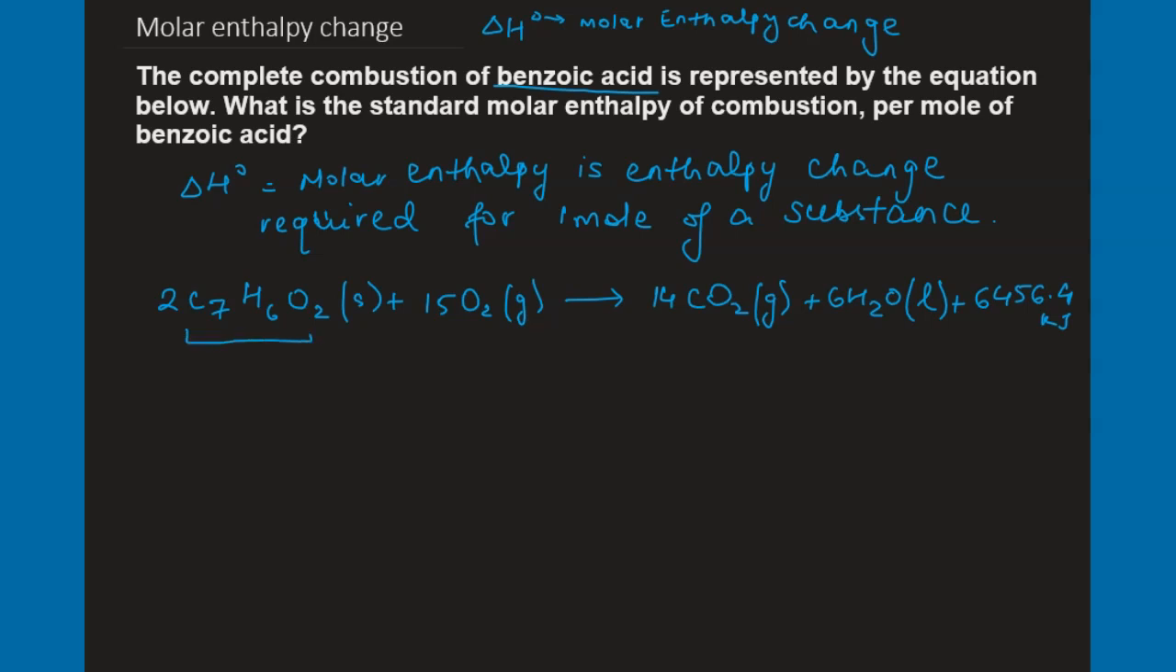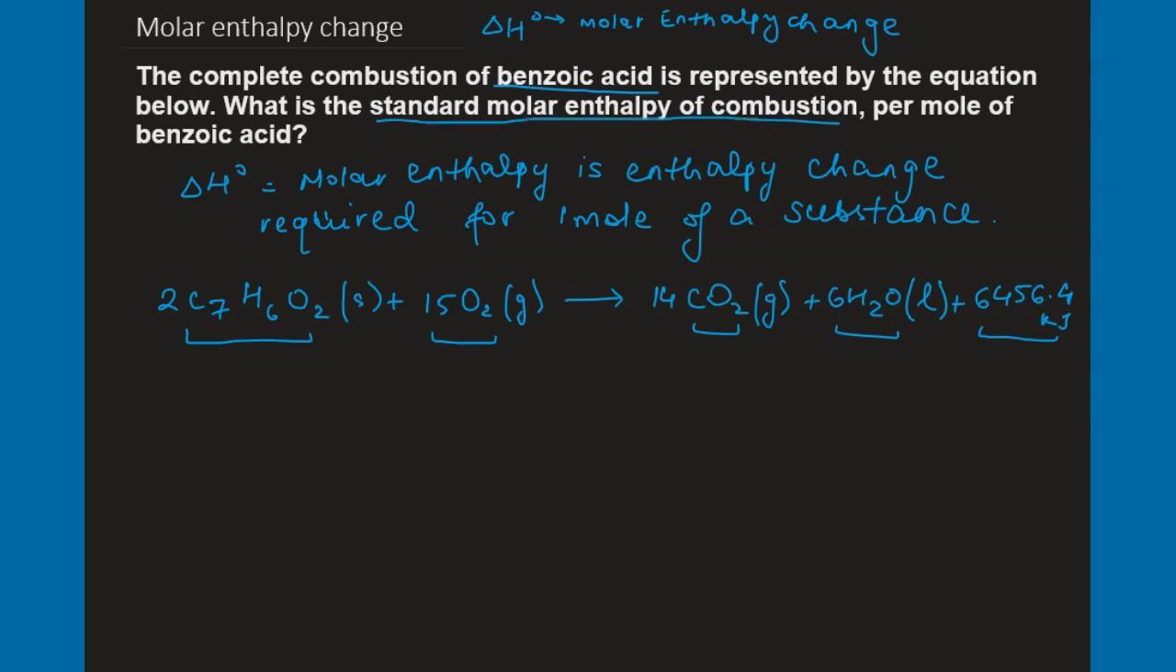This is benzoic acid. Combustion means it is burning in the presence of oxygen, giving you CO2 and water. And since combustion is an exothermic reaction, it will release this much amount of energy. And we can see, since the number is put on the right side, that means it is an exothermic reaction. Now the question wants us to find out the standard molar enthalpy of combustion.